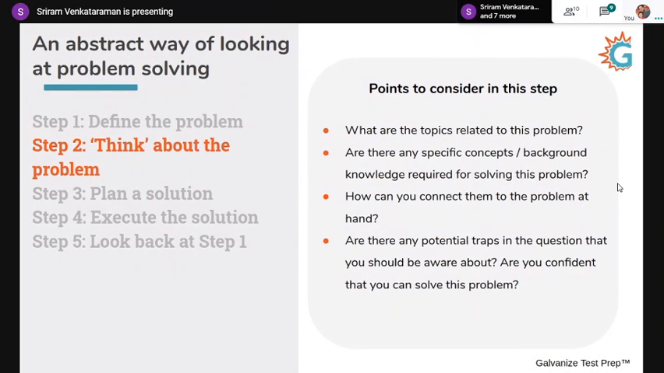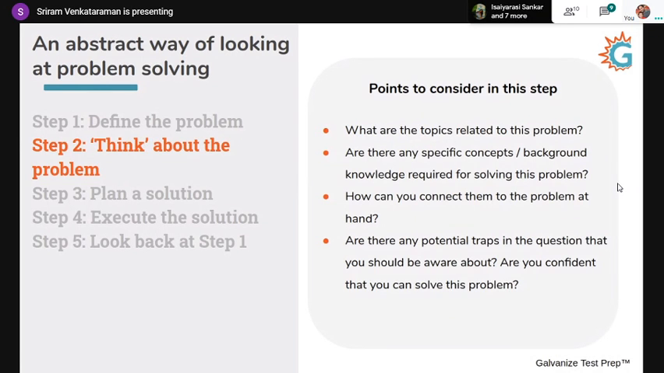So thinking about the problem is an extremely critical step, where you look at all these things. You look at the concepts that you know already. You're going to see how you can connect them. And you're also going to take the decision whether you're actually going to solve the problem, or you know what, I'll come back to this question later. So that decision is also going to be taken when you're thinking about the problem.